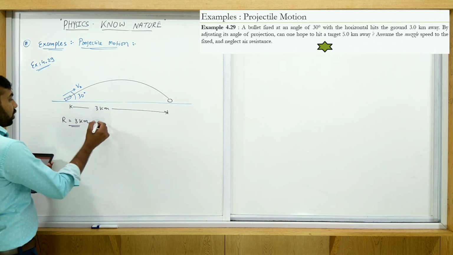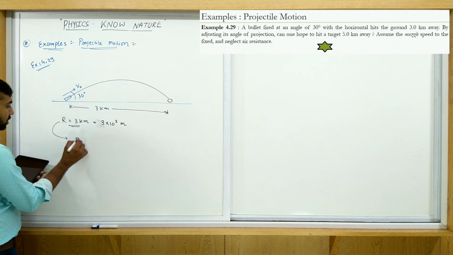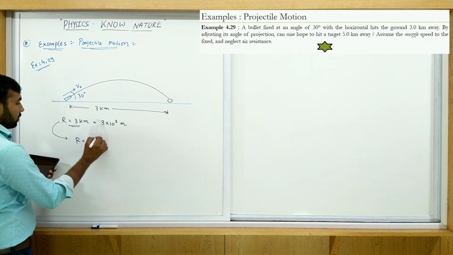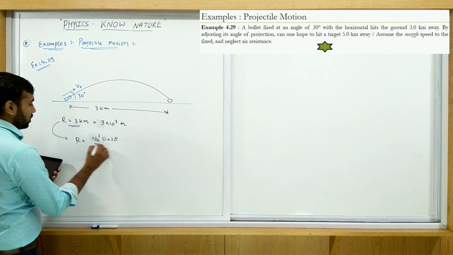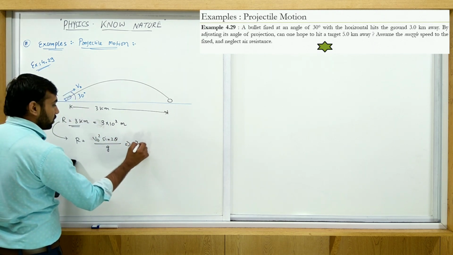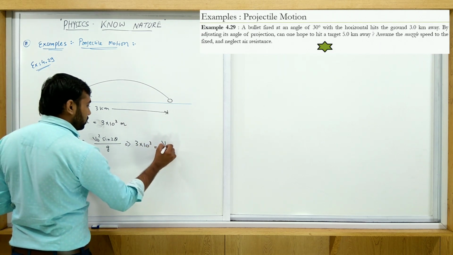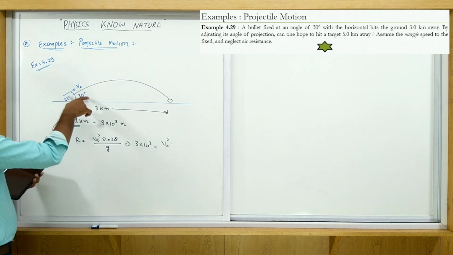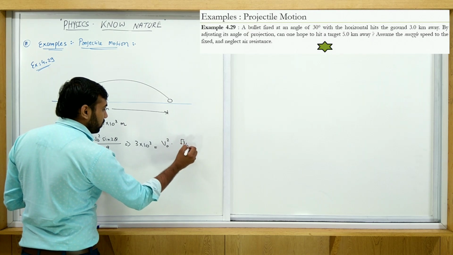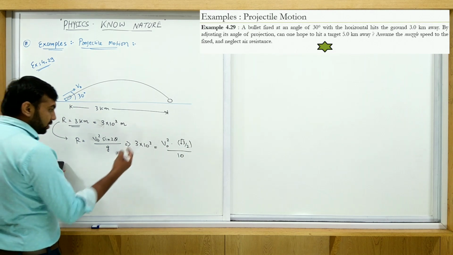So 3 km means what? 3 into 10 raised to 3 meter. What is the range equation? R is equal to v naught square sine 2 theta upon g. What is v naught square? Unknown. So 3 into 10 raised to 3 is equal to v naught square, unknown, as it is, into sin of double of 30, which is 60. So sin 60 is √3/2. So √3/2 upon g, which is 10. So multiply all this data here.